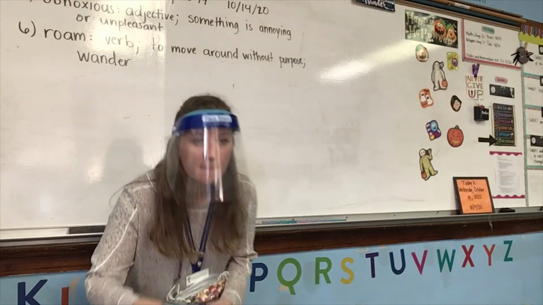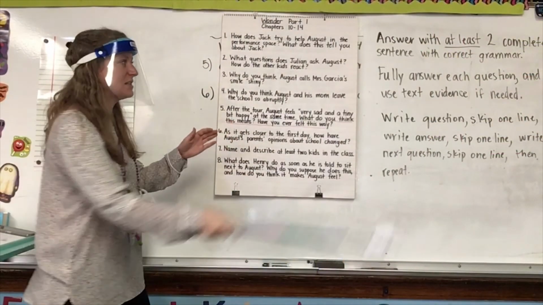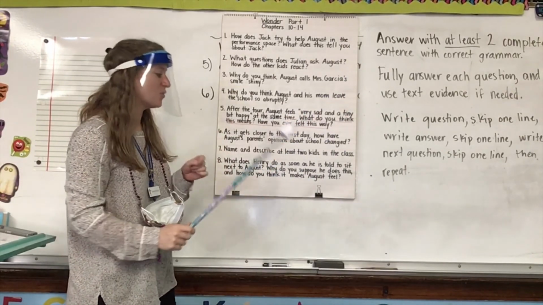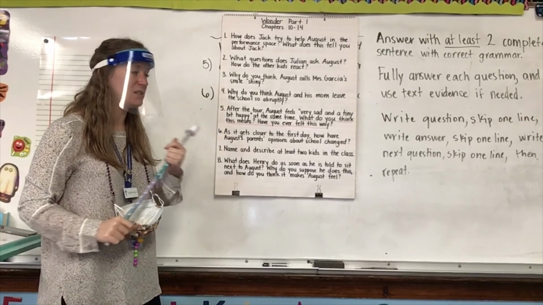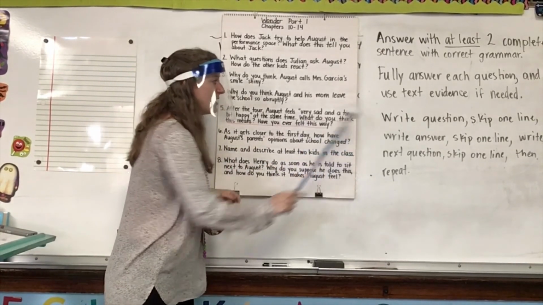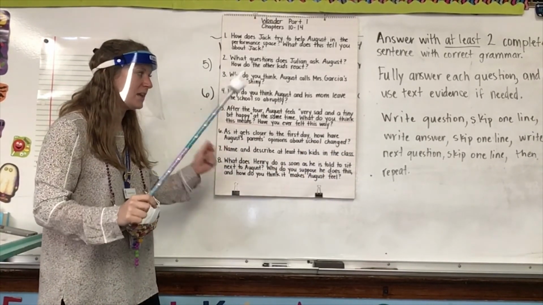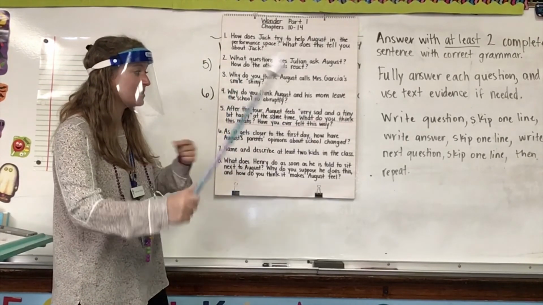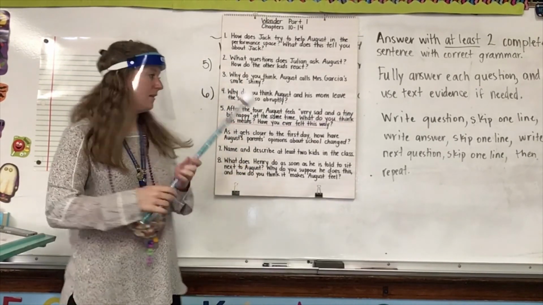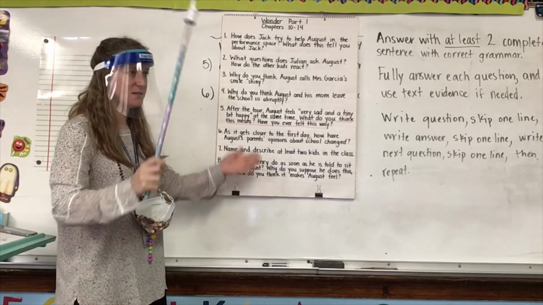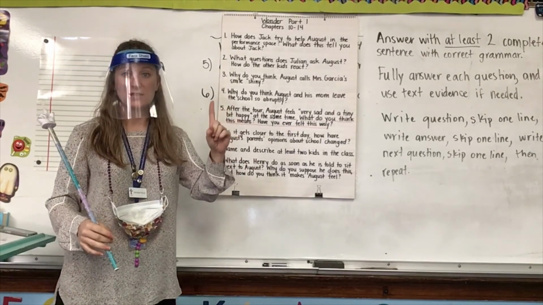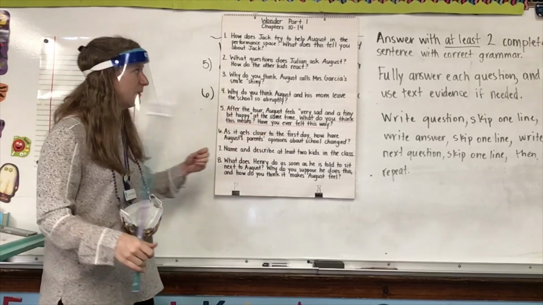Okay, so again, make sure that you're answering with at least 2 complete sentences with correct grammar. Fully answer each question and use text evidence if needed. Write the question, skip one line, write the answer, skip one line, write the next question, skip one line, then repeat. You'll have 10 minutes. Everyone should be able to fully answer one question. Some of you may be able to get to 2.